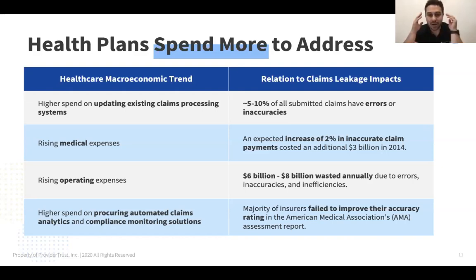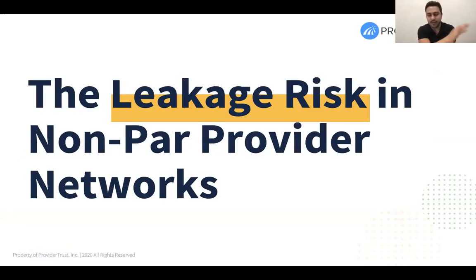So now we've talked claims leakage from a macroeconomic perspective. Katie's actually going to run you through the leakage risk in non-par provider networks specifically.